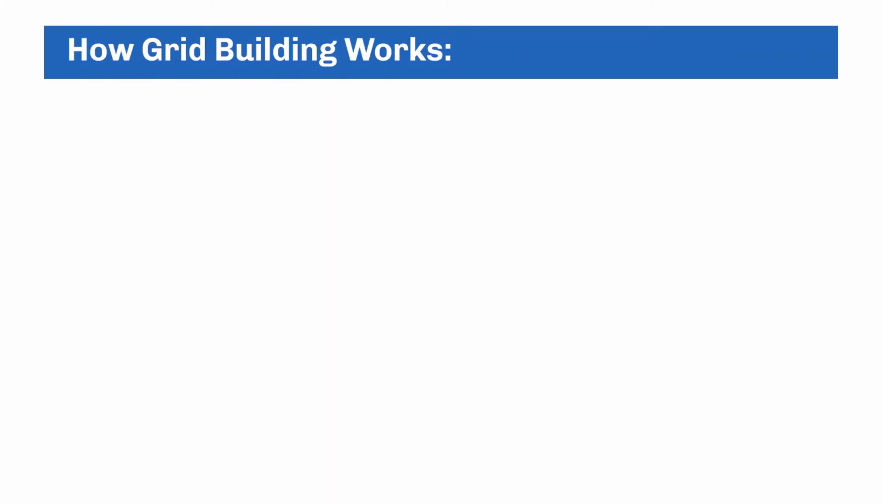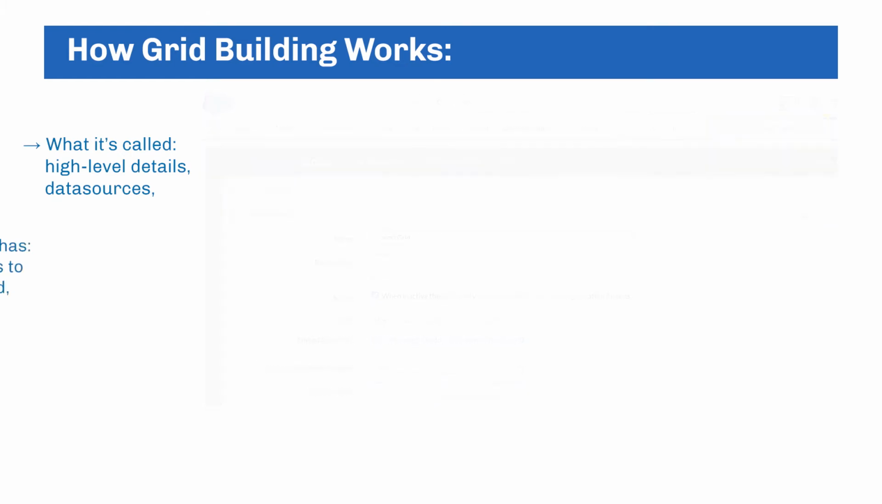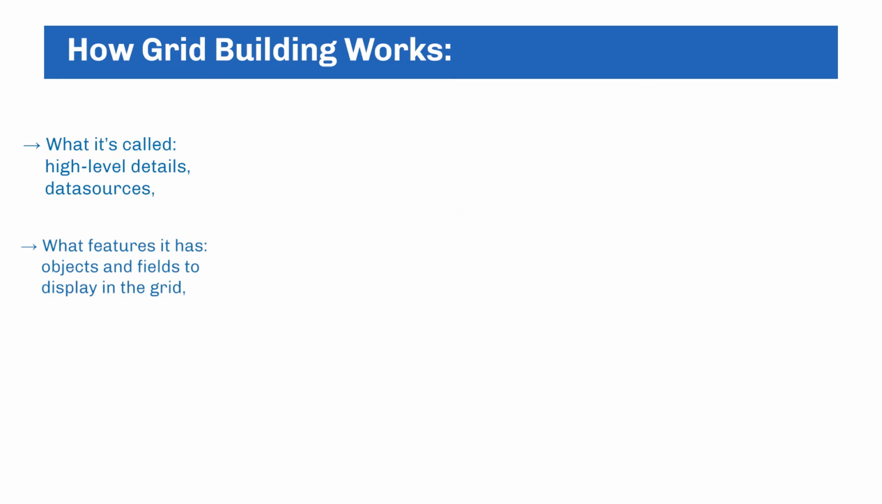Let's do an overview on how grids are built to perhaps answer some of those questions going around in your mind. So, listen up, admins. Building a grid can be broken down into three parts. Firstly, there's the what it's called stage, where you add high-level details and mix in your data sources. Secondly, what features it has. So here you select which fields you want to display in the grid, and you can do that by object. The layout makes it really clear to view which fields from which object you've added to the grid as you go along and how they all relate.